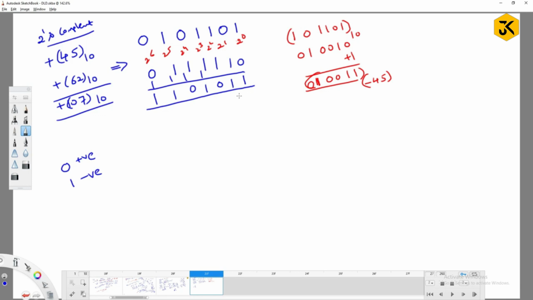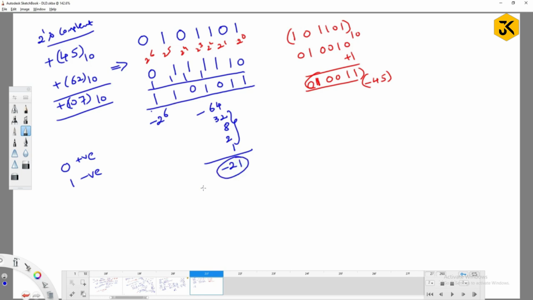You are going to get a negative number. Why am I saying it is a negative number? Because at the end you got the 1, right? So try to calculate fast. This is minus 2 power 6, means minus 64 plus 32, 8, 2, 1. Calculate this one. 43. If you remove it, in total you are going to get minus 21.